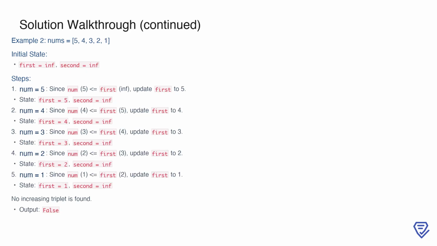Now, let's analyze a different example where nums equals 5, 4, 3, 2, 1. Again, we start with first and second set to infinity. For number equals 5, since 5 is less than or equal to first, we update first to 5. The state becomes first equals 5, second equals inf. Then, number equals 4 is less than or equal to first, so we update first to 4. The state now is first equals 4, second equals inf.